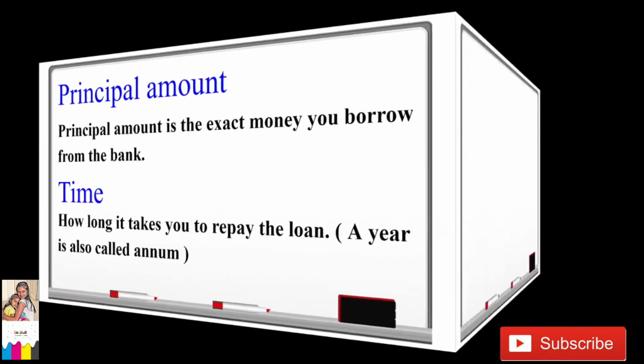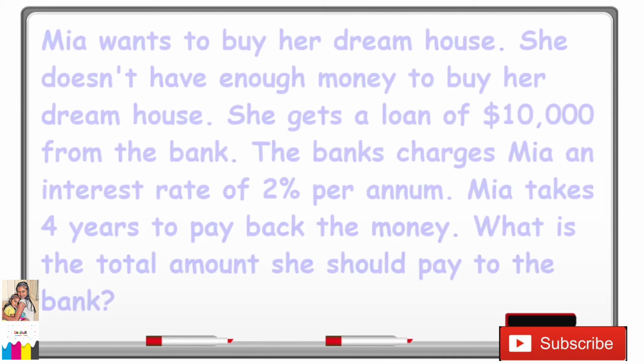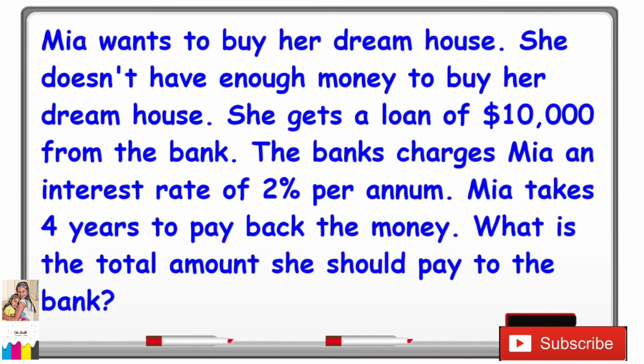Moving on. Okay, so let's solve a problem. We're going to see how to find interest. So we're going to solve this problem over here together. Mia wants to buy her dream house. She doesn't have enough money to buy her dream house. She gets a loan of $10,000 from the bank. The bank charges Mia an interest rate of 2% per annum. The thing I said before. Mia takes 4 years to pay back the money. What is the total amount she should pay to the bank?